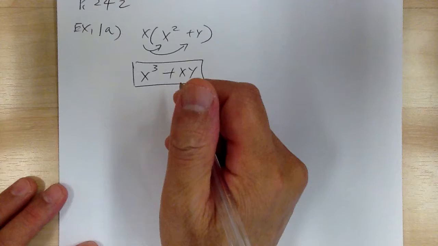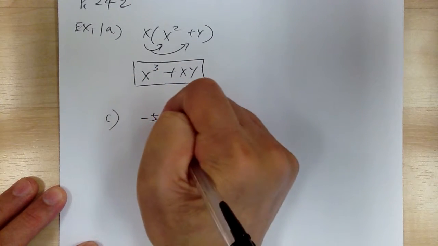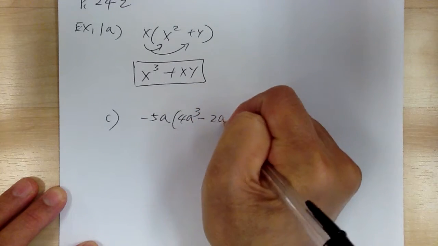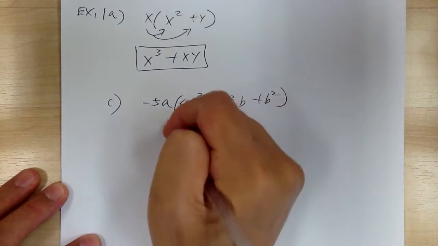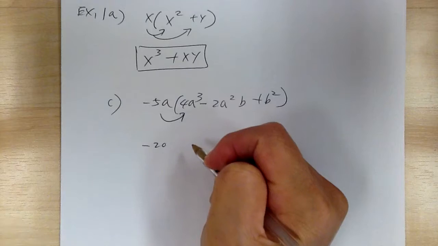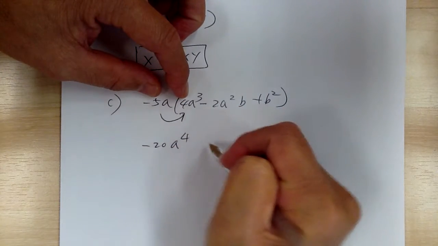Let's go to C. So you have negative 5a times (4a to the 3 minus 2a squared b plus b squared). So you can just distribute, so multiply. So you get negative 20. Again, you do the number first, right? So negative 20a to the 4.